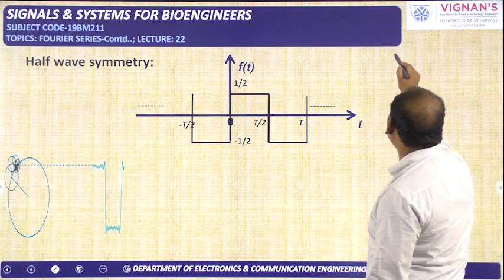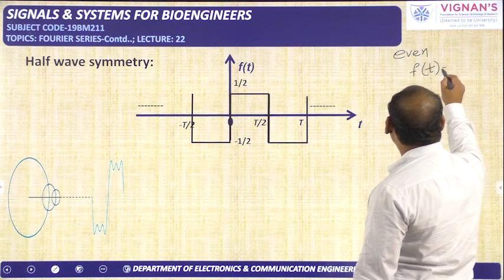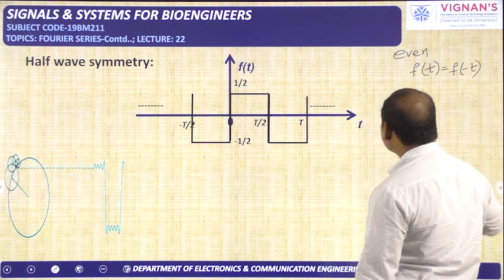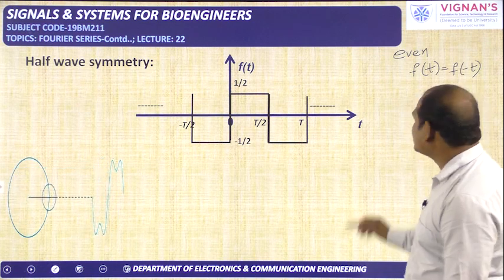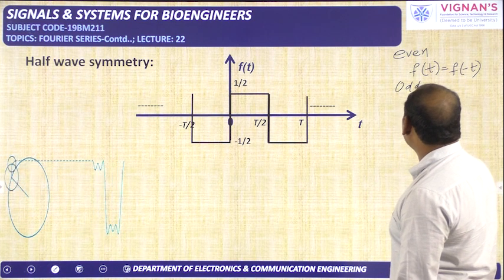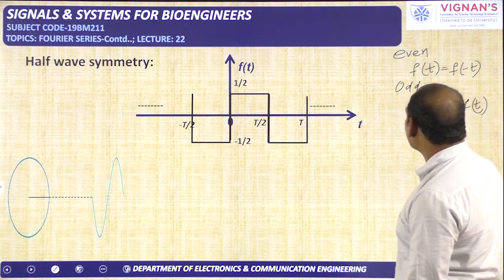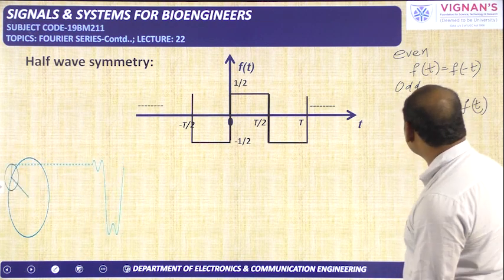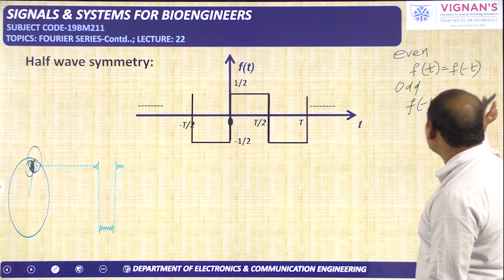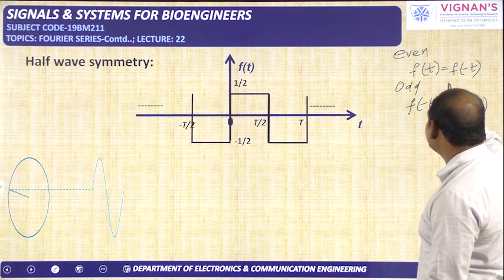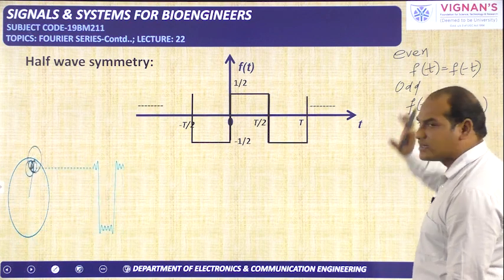Even symmetry means what? A signal is said to be even whenever it is equal to its time reversal. If the time reversal version of the signal is equal to the original signal, then we can tell f of t is an even signal. And f of t is an odd signal whenever the time reversal version is equal to the amplitude reversal. A minus in front of the independent variable represents time reversal. If a minus is in front of the dependent variable, that is called amplitude reversal. So whenever time reversal of f of t is equal to amplitude reversal of f of t, then we can tell f of t is an odd signal.